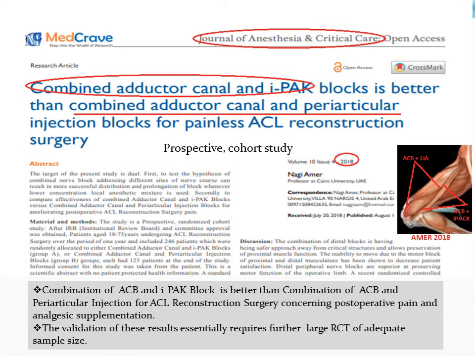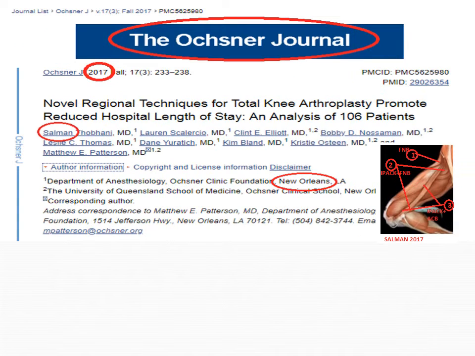In the cohort study I published in the Journal of Anesthesia and Critical Care, a combination of adductor canal block and IPACK block was better than the combined adductor canal block and periarticular injection done by the surgeon for painless ACL reconstruction. Validation of these results essentially requires further RCTs with a larger sample size. However, I didn't find this comparison in an RCT except in another type of surgery, which is TKA.